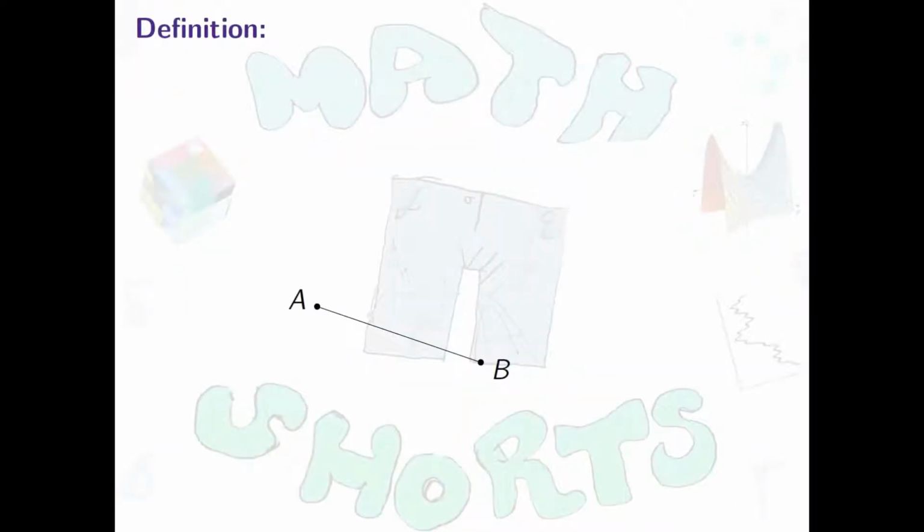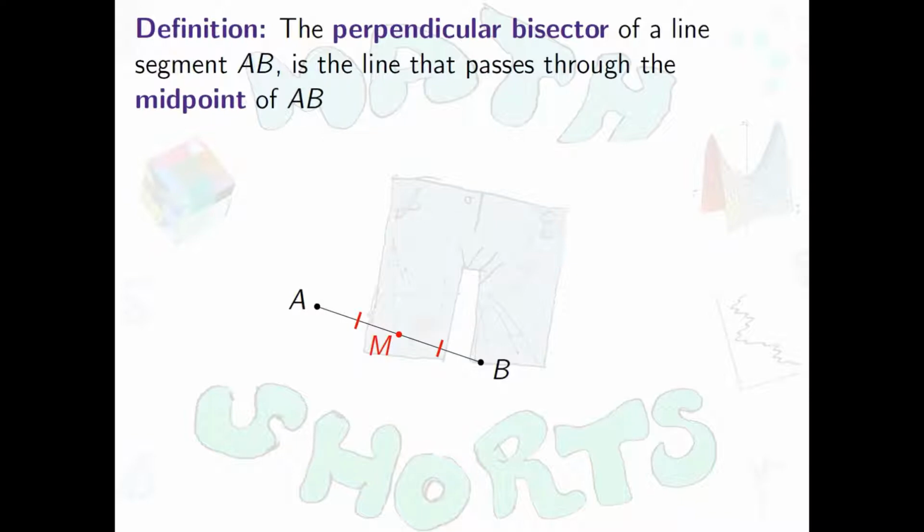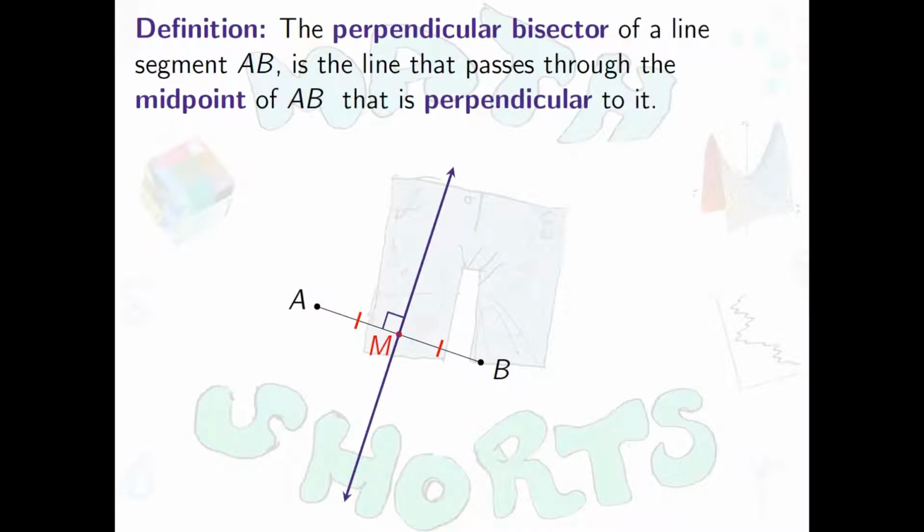First, we need to know what we're dealing with. The perpendicular bisector of a line segment AB is a line that passes through the midpoint of AB, that is, it bisects it, and is perpendicular to it. We see in this case that the name perfectly describes the object.